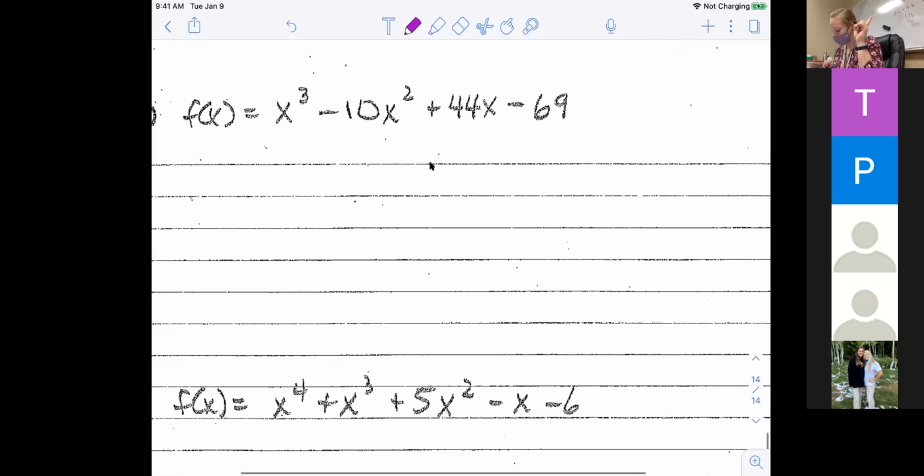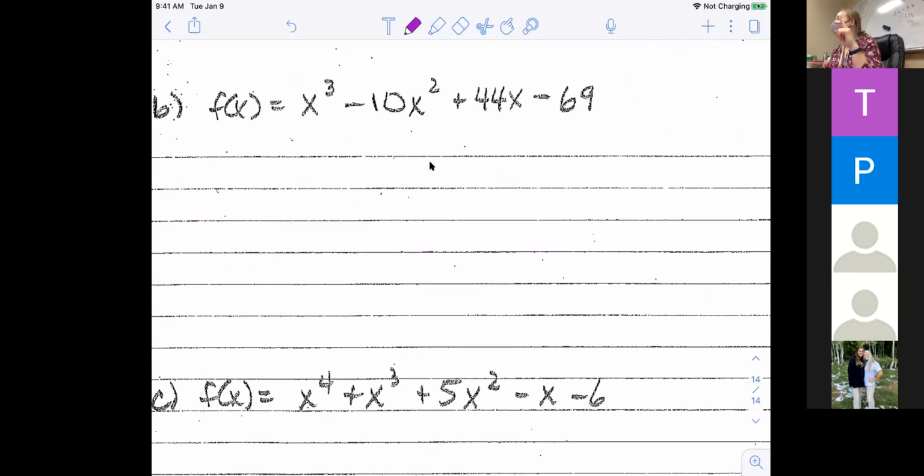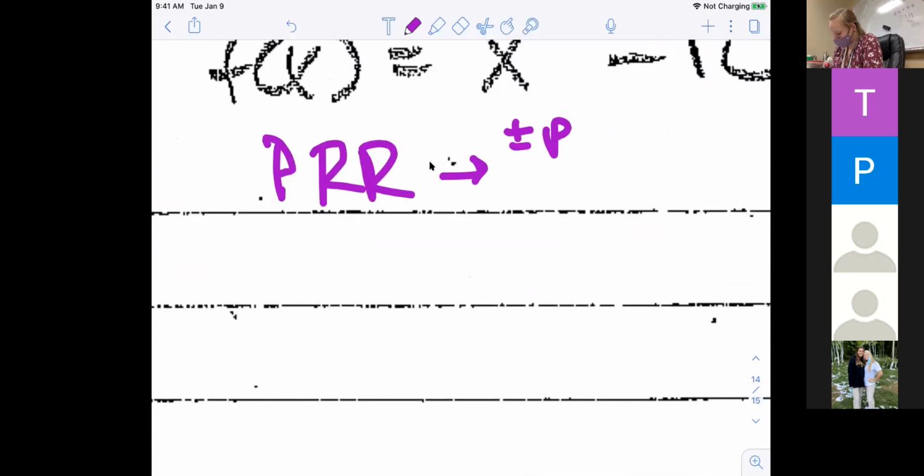Okay, question 1, can I factor? No. 10, 44, 69? No way. Number 2, PRRs. Make a list of my possible rational roots. P's over Q's.